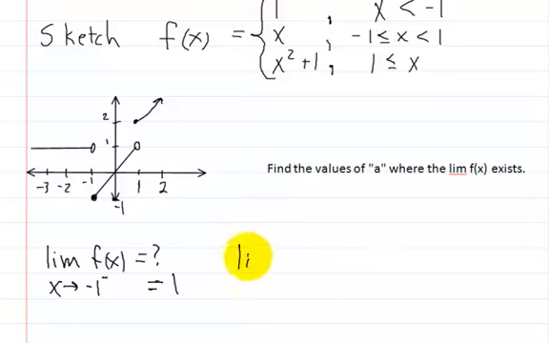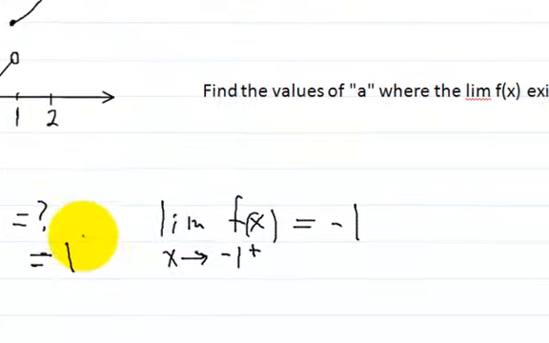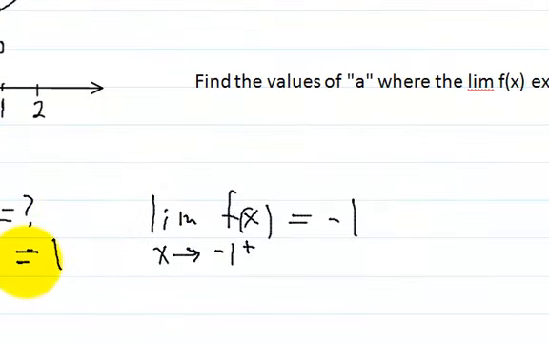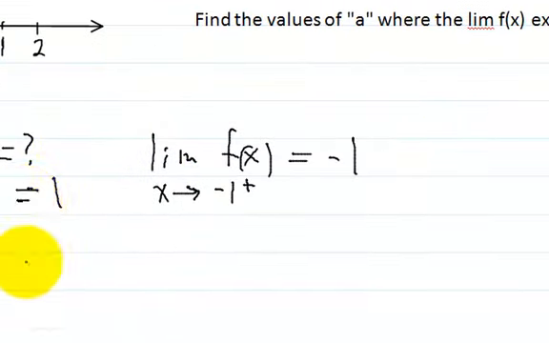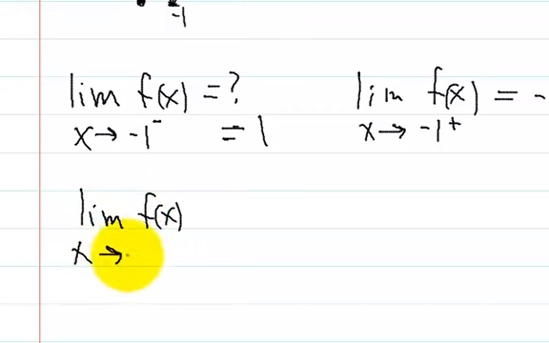But the limit of f of x as x approaches negative 1 from the right, as it's coming this way, is actually approaching negative 1. So this is negative 1. So right here, it doesn't exist because it's undefined. It's coming in on the left side at 1, and on the right side, it's coming in at negative 1. So the limit of f of x as x approaches negative 1 is undefined. So it doesn't exist at negative 1.